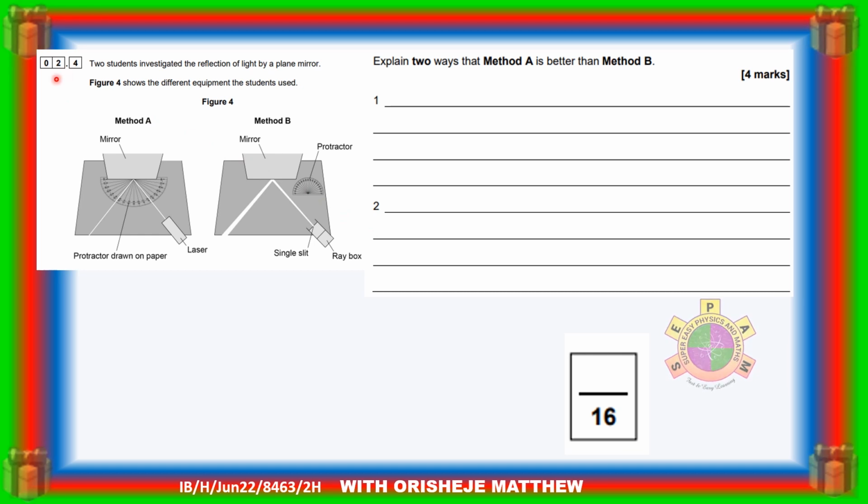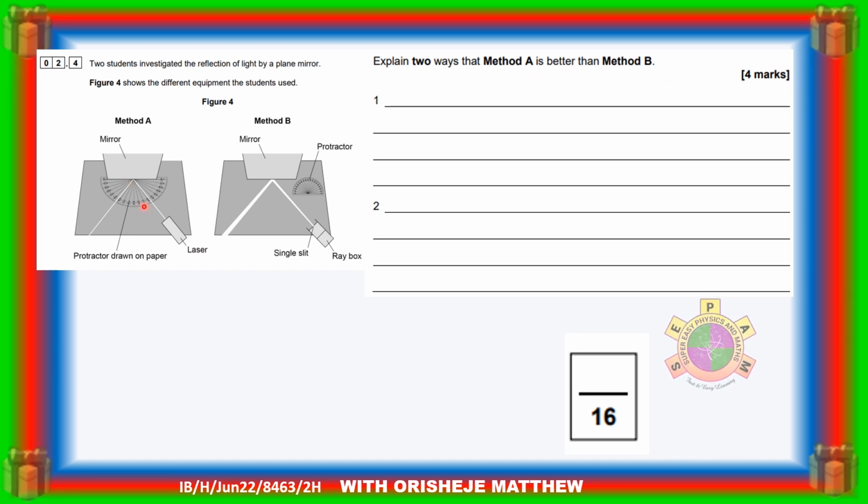Now, question 2.4. Two students investigate the reflection of light by a plane mirror. This figure shows the equipment they use, so you have method 1 and method 2. The question is: explain two ways method A is better than method 2.